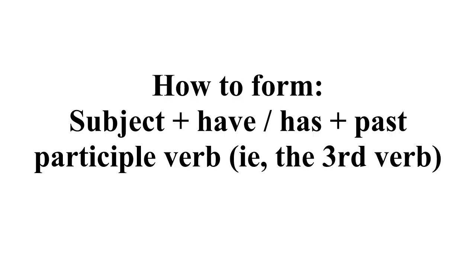Okay. Form. The subject, have or has: I have, he has, she has, it has, plus the past participle verb. That's the third verb. So again, if you remember from school, go, went, gone. Eat, ate, eaten. Drink, drank, drunk. So it's the last verb in that list. You have to use the third verb in that list for present perfect.